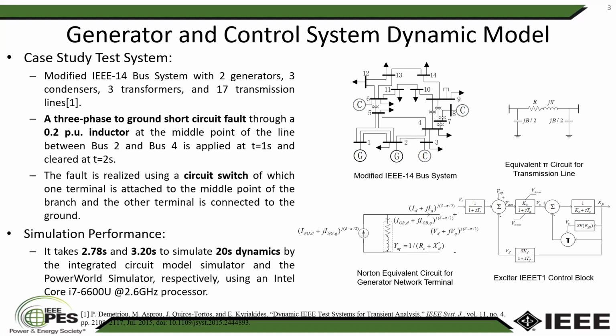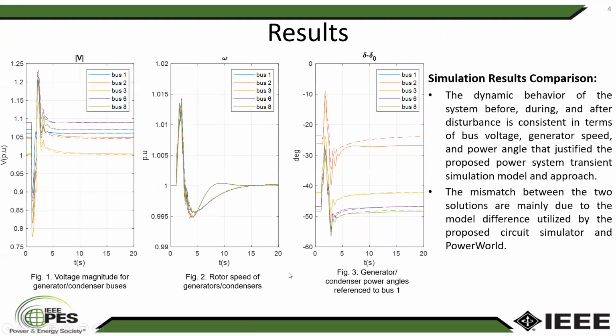The system takes about 2.8 seconds versus 3.2 seconds against that simulated in PowerWorld simulator using an Intel Core 2.6 gigahertz processor. The results of voltage magnitude, rotor speed, and the power angles of the generators and the condensers are shown in figure 1 to 3. It is observed that the bus voltage drops during the short circuit fault and recovers after the fault is cleared.